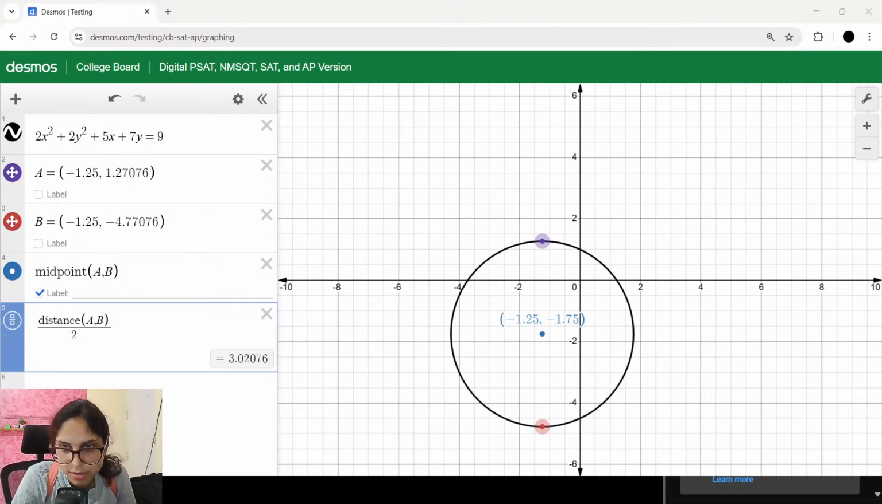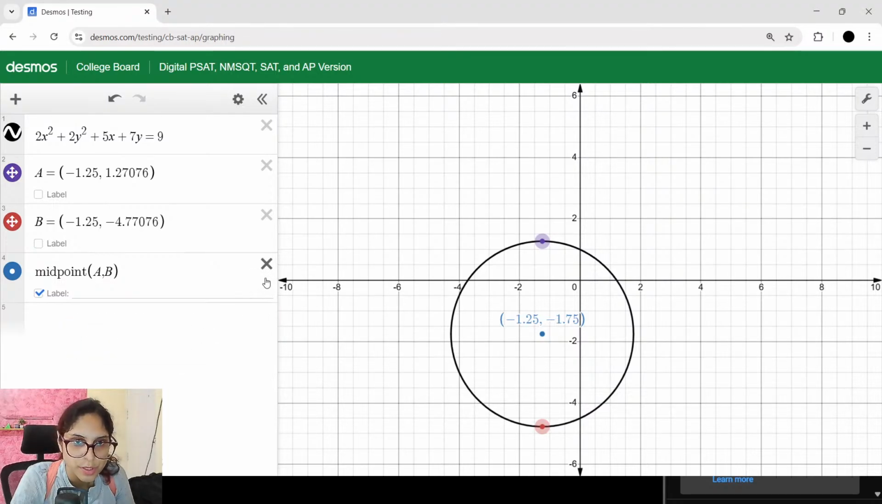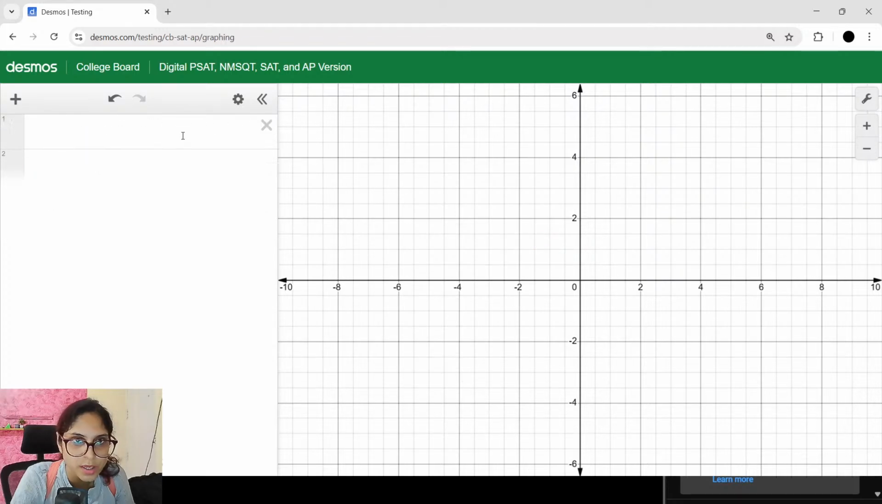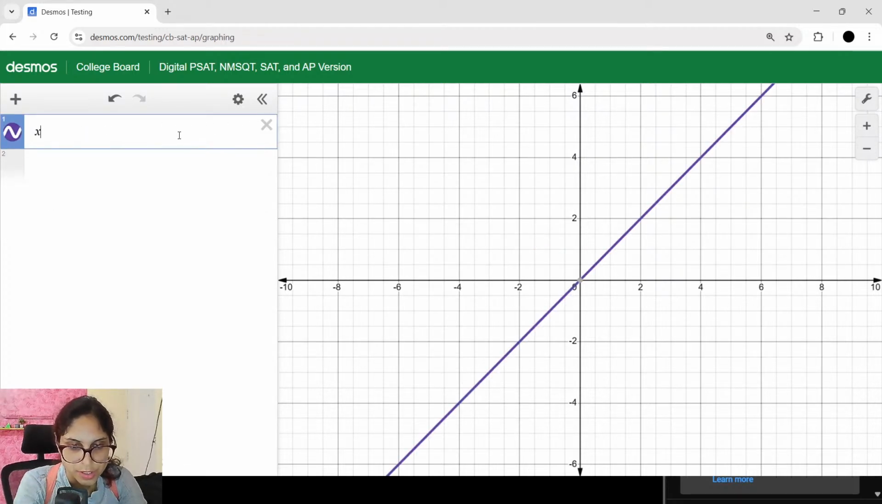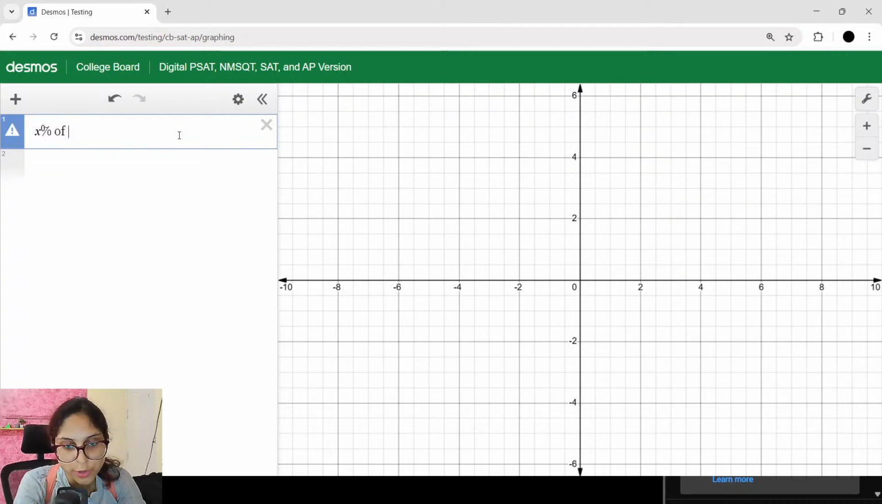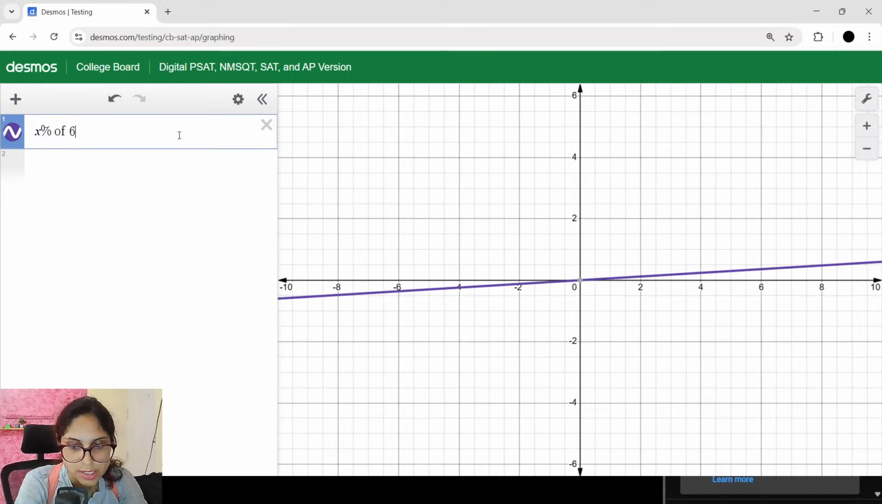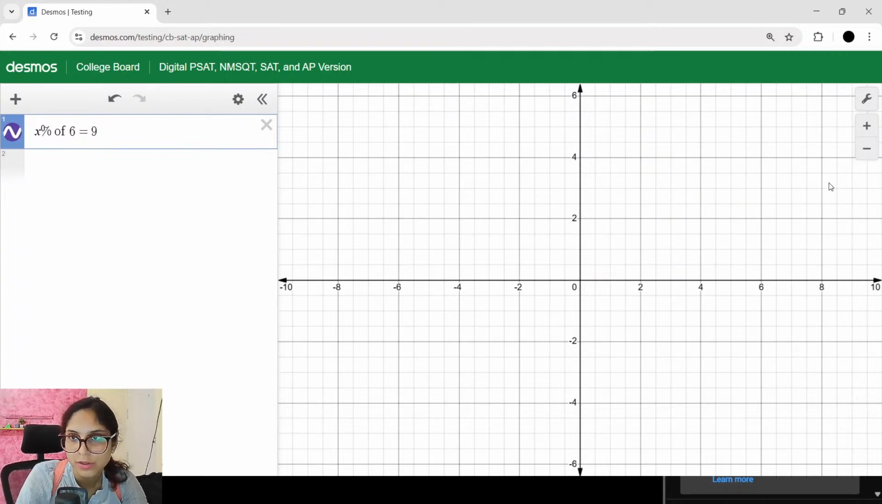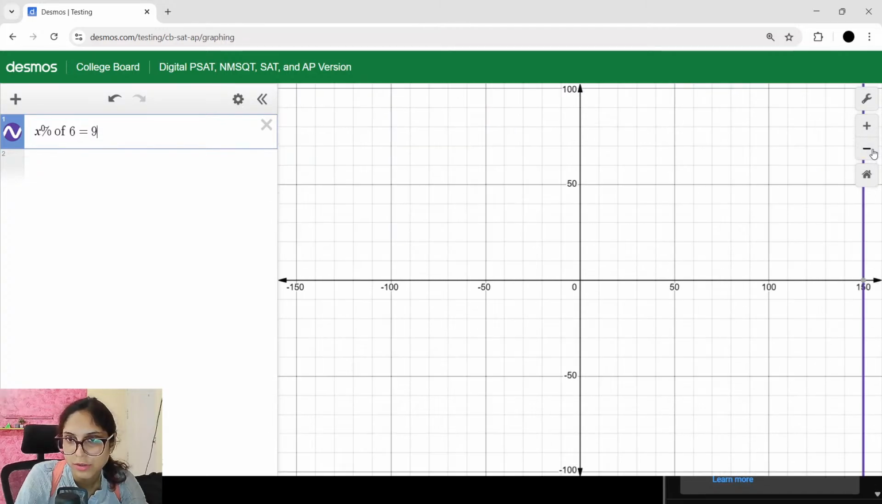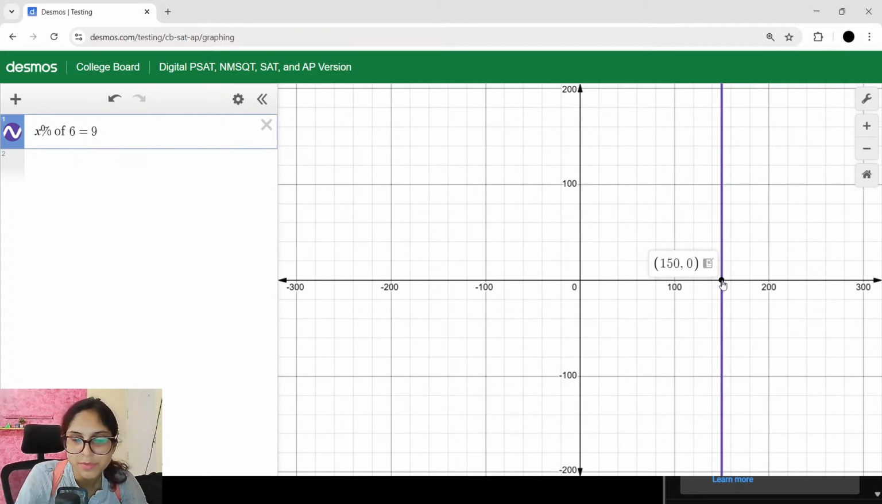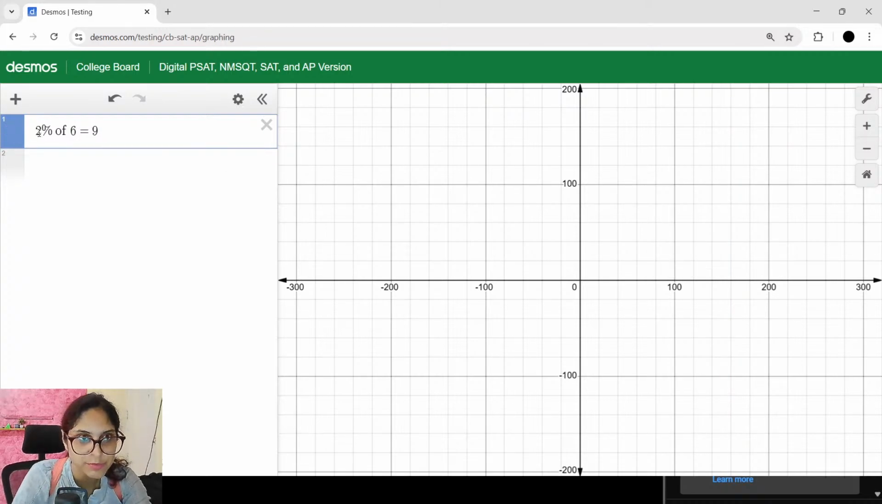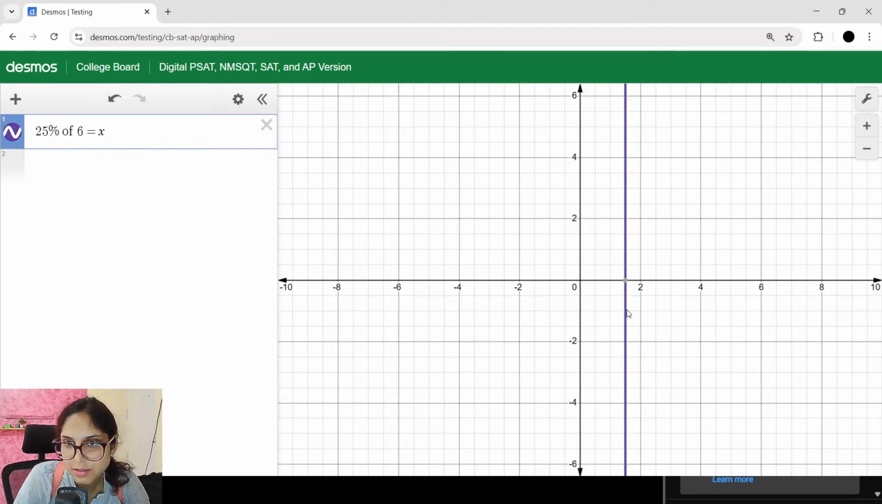It's about the percentages. So for percentage questions, how can you solve them? Let's say you have to find x% of. So whenever you type the percent sign, "of" automatically comes. 150% of 6 is 9. So you will get the value. For example, percentage is given. You have to find 25% of 6. Again, you can get the answer. 25% of 6 is 1.5.